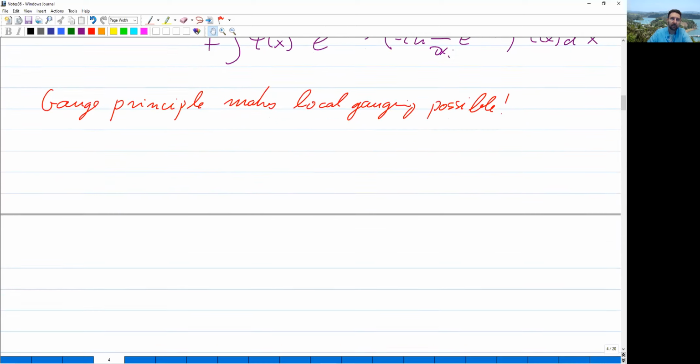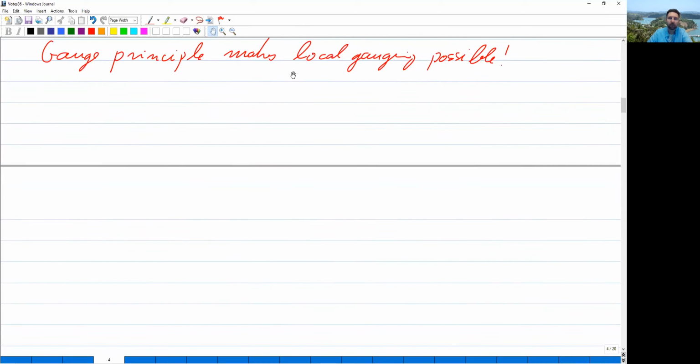Now, how does it do it? How does the gauge principle fix things? Well, first of all, we introduce a new field. One might think this is a high price to pay. We have to introduce suddenly something completely new that wasn't there before.